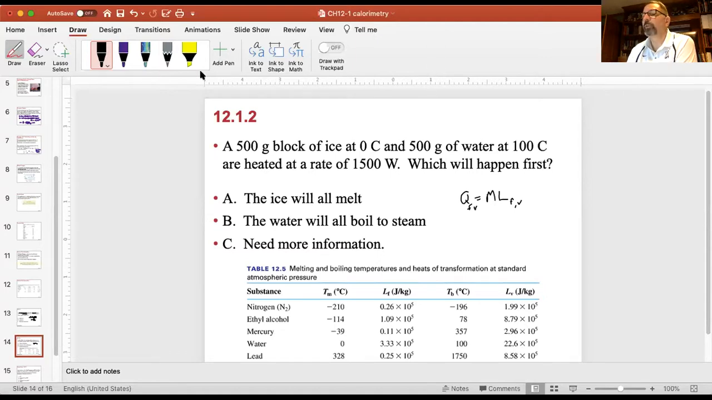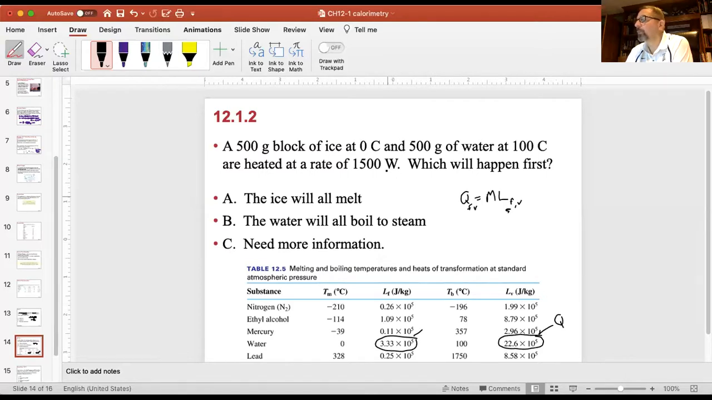And the majority wins here, but for the 70 that went, boiling will happen first. Take a look at the numbers right here. 22 times 10 to the fifth as opposed to 3.3 times 10 to the fifth. That means for the same mass, greater heat must be added to boil. Okay, so that's the first step. So less heat to melt, just because of the ratio of the numbers right there.